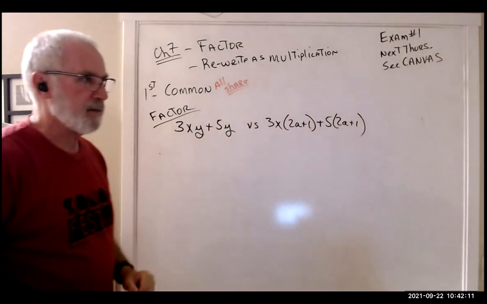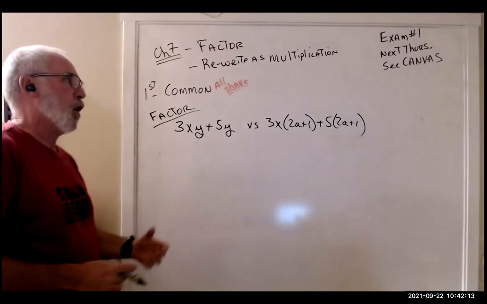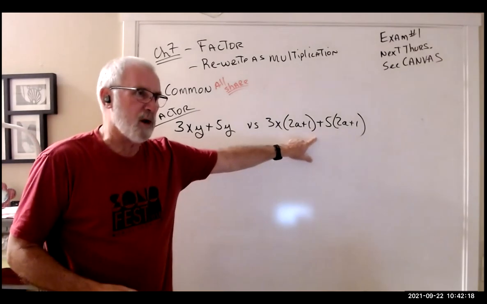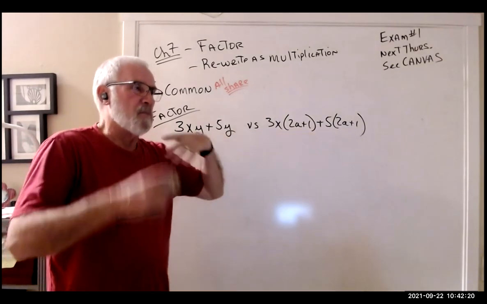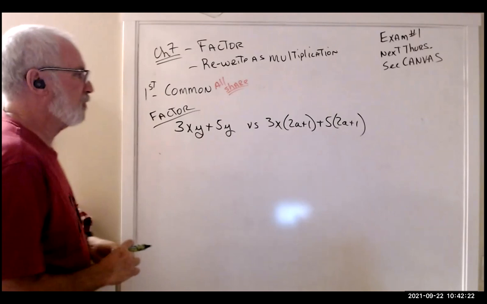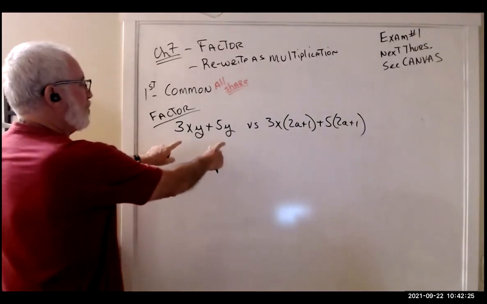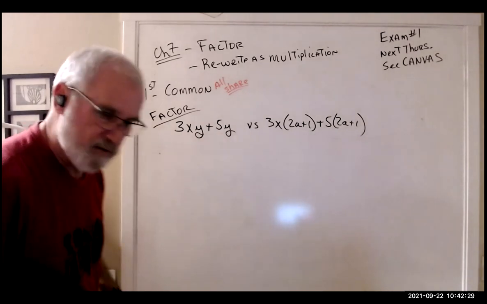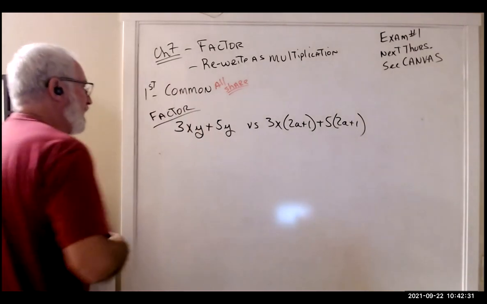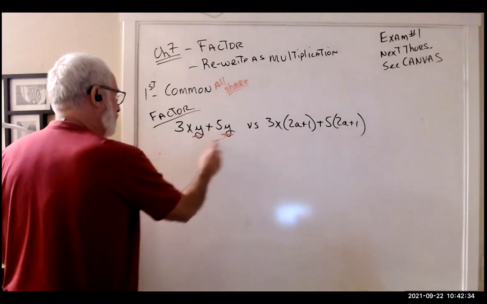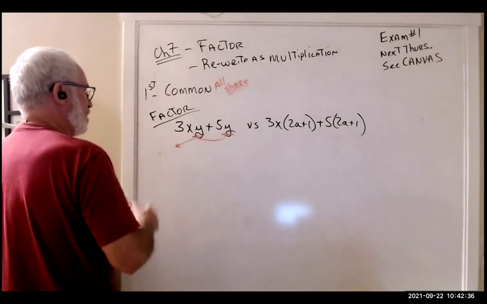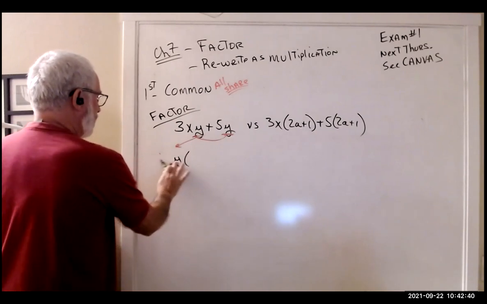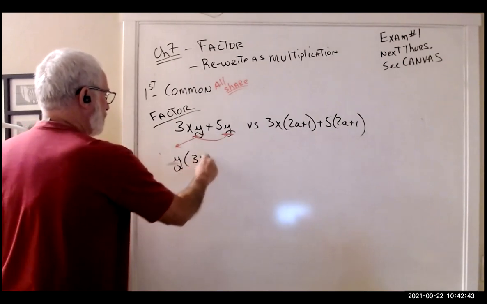Let me show you what I'm talking about. It seems strange because you're going, whoa, this has a y, this doesn't have a y, it's got this 2a plus 1. But it's how they work. So let's look at this. What do these two have in common? Well, they have a y. So we can factor the y in front. We can pull it in front. Y, and that leaves 3x plus 5.